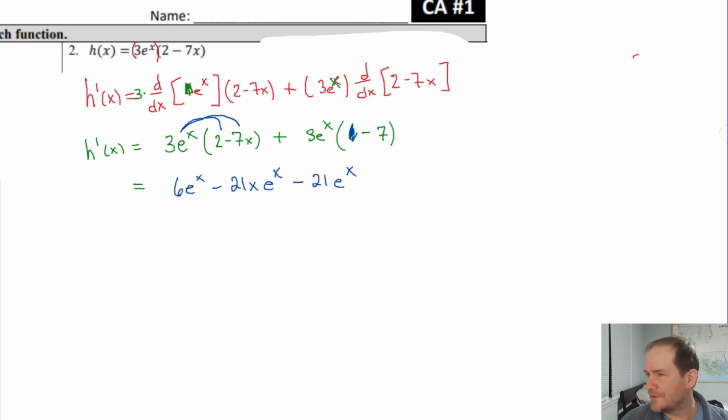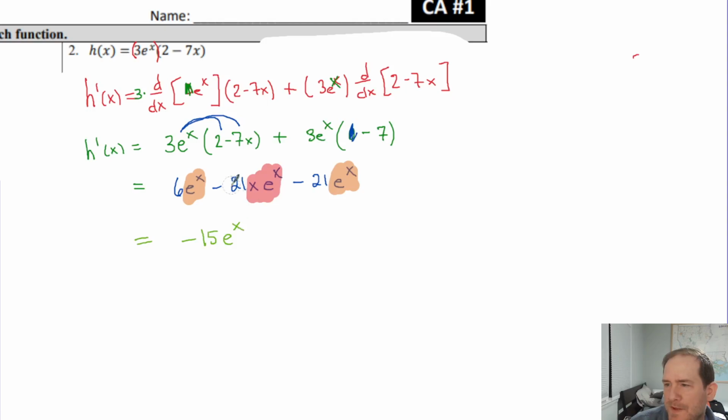So you should notice that this is an e to the x term and this is an e to the x term, but this guy in the middle is an x e to the x term. So these 2 terms at the ends will combine. I can actually take away 21 from 6 to get negative 15 e to the x, and then minus 21x e to the x.